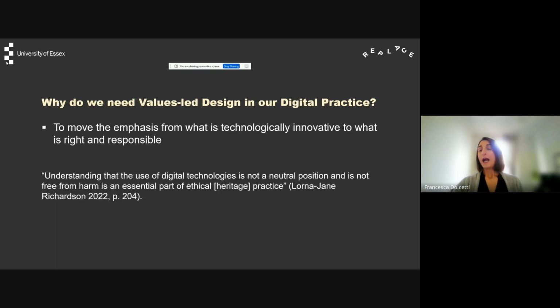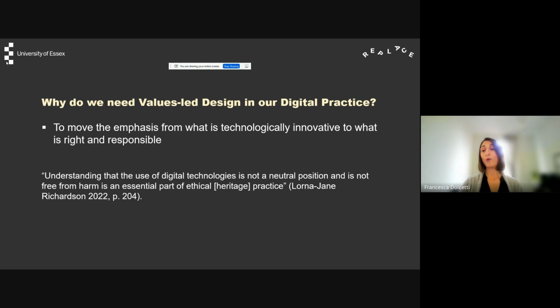Finally, I think we need this kind of approach in digital practice, because we need to shift the focus in technological intervention from innovation to community empowerment and sustainability. As historian Melvin Kranzberg's first law of technology states, technology is neither good nor bad, nor is it neutral.